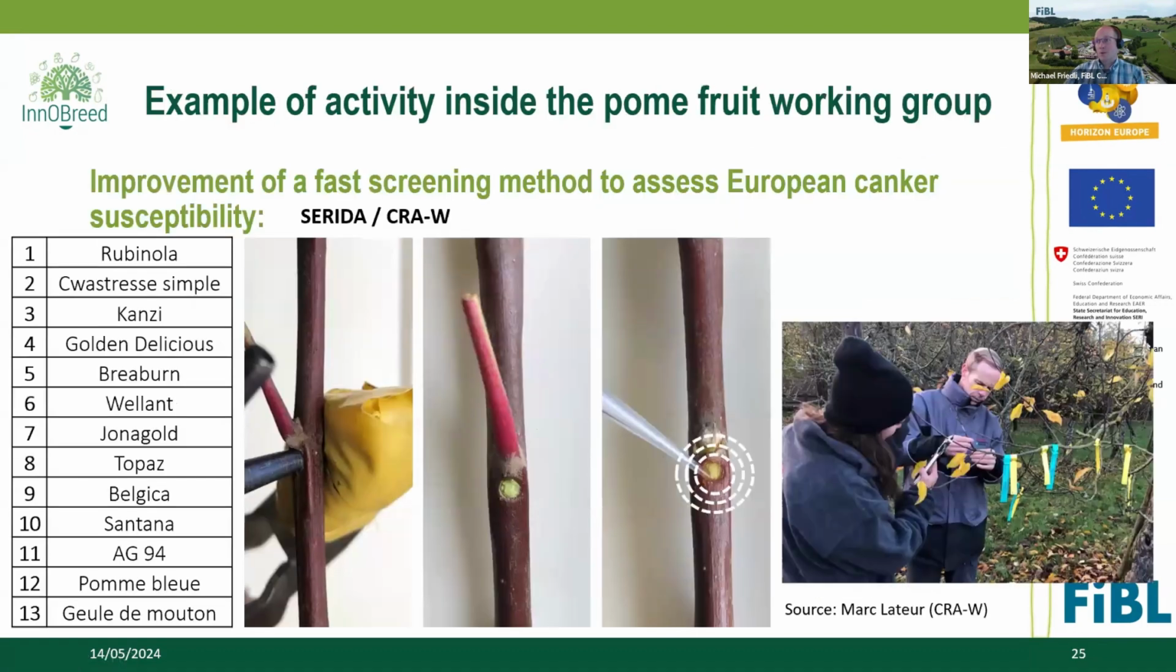Then, coming back to the project InnoBreed, we heard in the introduction from Khaled that there are different working groups. One aspect that the partners from Serida and from CRA are developing is a fast screening method to assess European canker. And you can see just some images of these methods they are developing together.